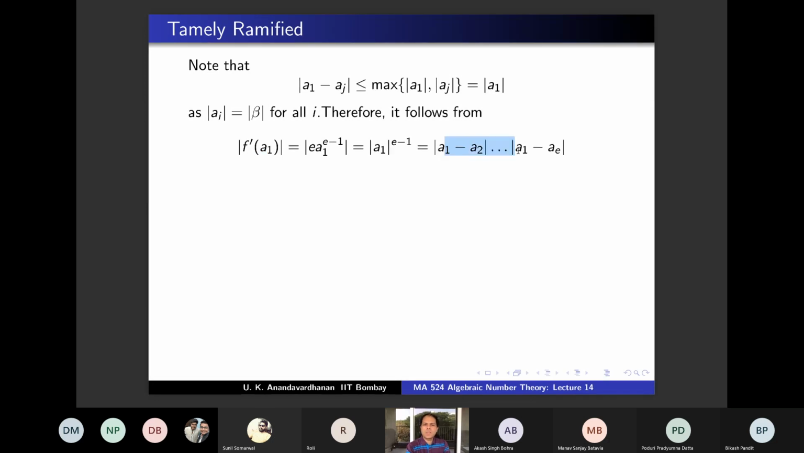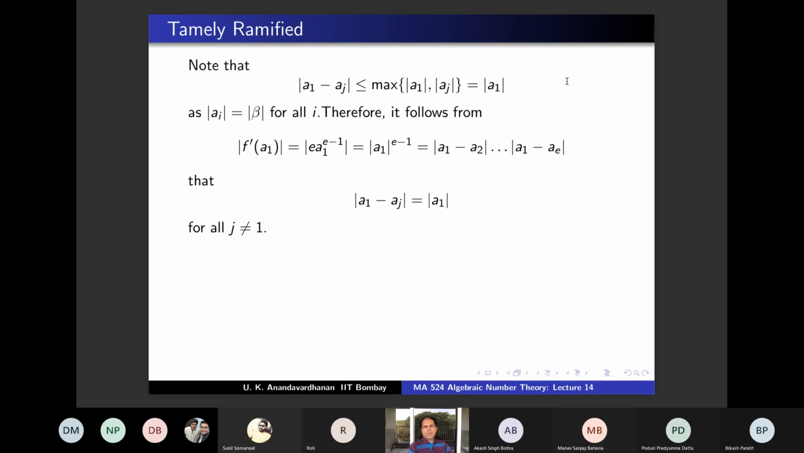There are E minus 1 terms here, and the product is this, and on the other hand A1 minus AJ is less than or equal to mod A1. So this will be less than or equal to mod A1 power E minus 1, but it is equal to mod A1 power E minus 1. Therefore, the conclusion is this is an equality everywhere. Mod A1 minus AJ equals mod A1 for all J not equal to 1. Agree?